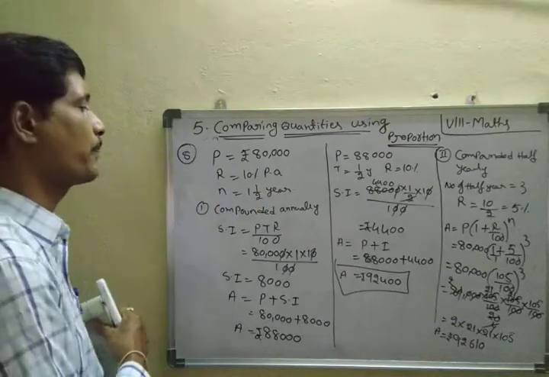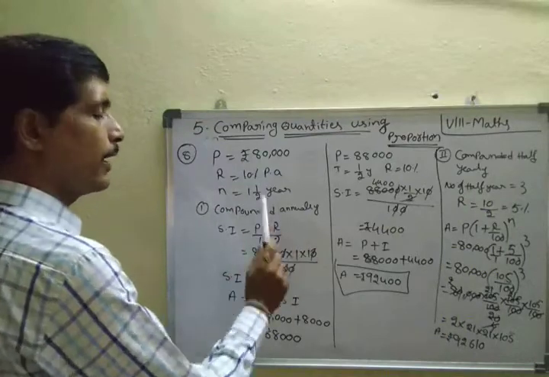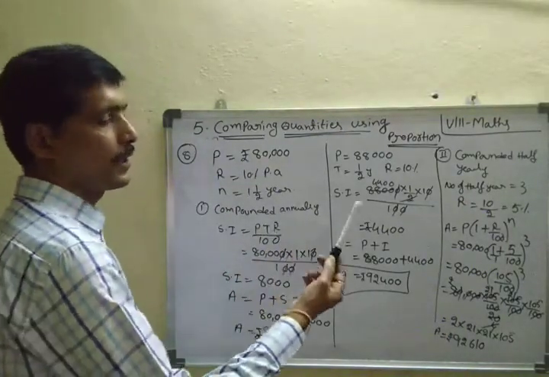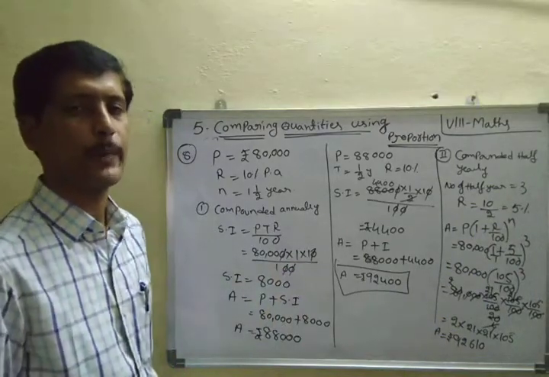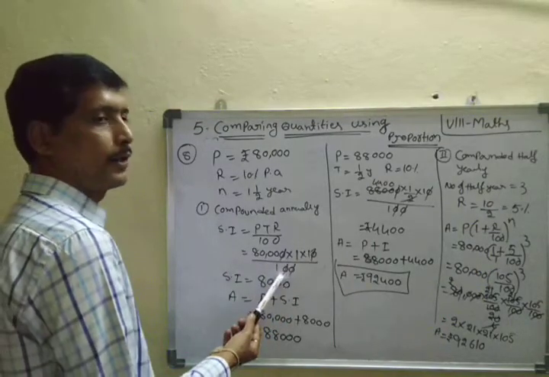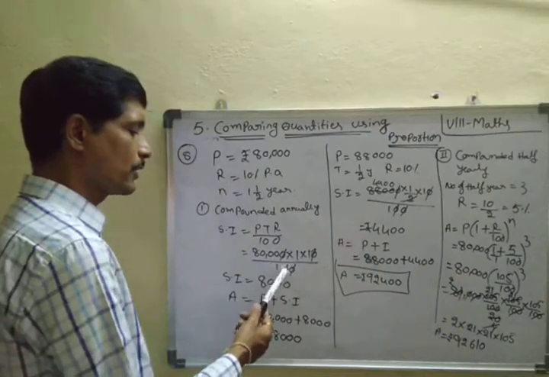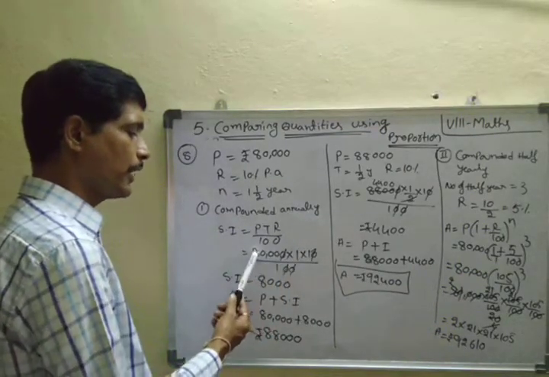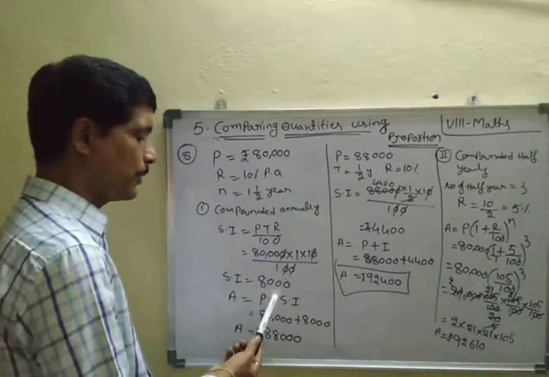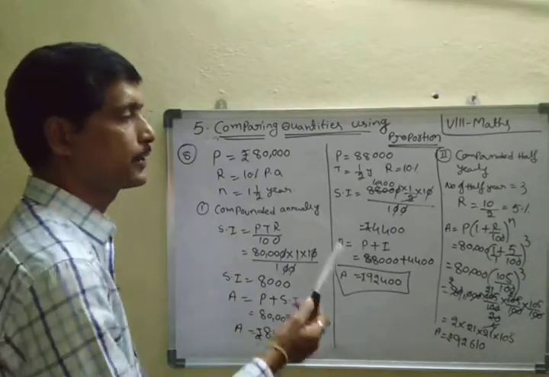One more time I say: here the principal is given, that is 80,000, the rate of interest is 10% per annum, and n equals 1.5 years. They are asking for compounded annually. Therefore, simple interest equals PTR by 100. Otherwise, you can apply A equal to P into (1 plus R by 100) whole power n also. Therefore, 80,000 into 1 into 10 by 100. Here 1 is the number of years, 1 year, and the rate of interest is 10. Therefore 2 zeros get cancelled, giving 8,000 into 1, that equals 8,000. Therefore amount equals principal plus simple interest, 80,000 plus 8,000, that equals 88,000.